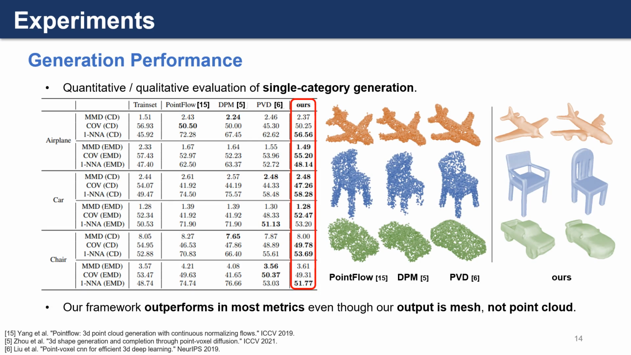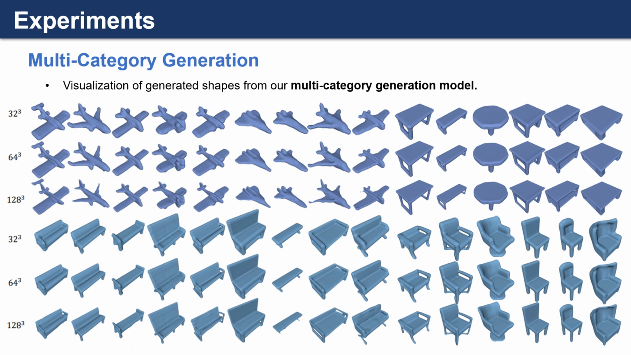These are quantitative and qualitative evaluations of single category generation. We measure generation performance by comparing distributional similarity between generated and real data. As mentioned earlier, generating meshes is a much more difficult problem than point clouds. As you can see in the figure, even though the output of our framework is a mesh, our work outperforms in most of the metrics. These are visualizations of generated 3D shapes from our method. We arranged the generated 3D shapes in order of resolution. Our method can generate various and plausible 3D shapes in the form of meshes instead of point clouds.